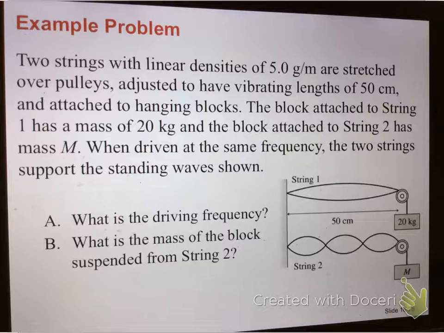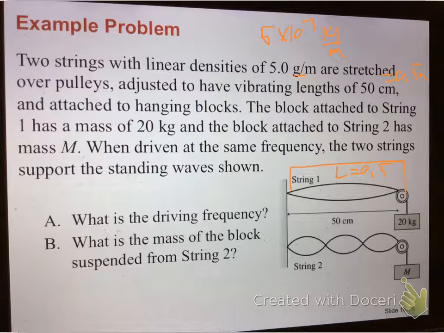Okay, so this is the problem that really made me want to do this video, because it relates a lot to the demonstration that we did. So we're given two different strings with the same linear density. Okay, let's watch out for units here. So this is 5 times 10 to the minus 3 kilograms per meter. We're given the length here, half a meter. Let's be careful.